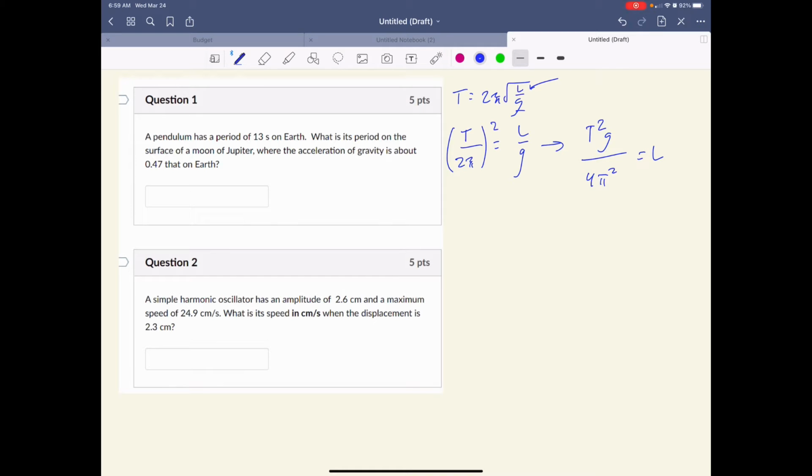41.99. So we'll just go with 41.99 and leave it as it is. So this is a pretty big pendulum, but again, the period is 13 seconds. So hey, it is what it is.